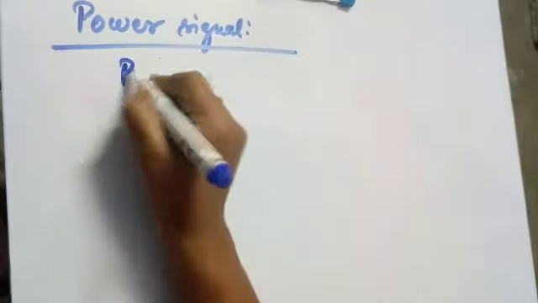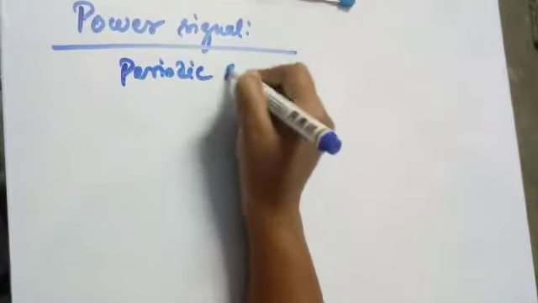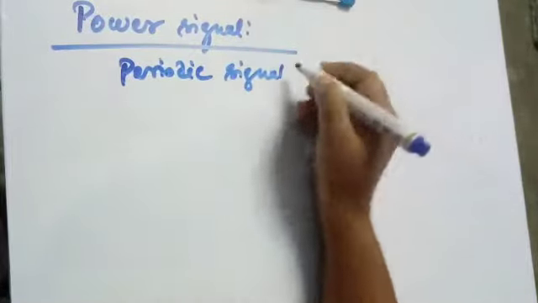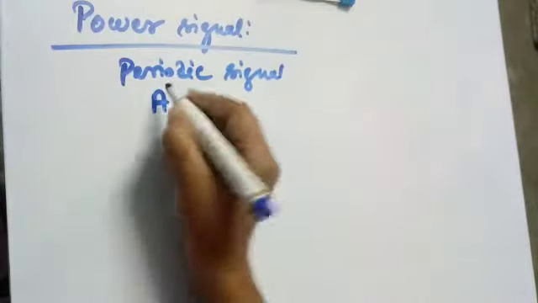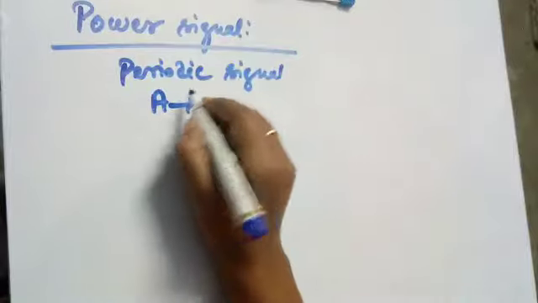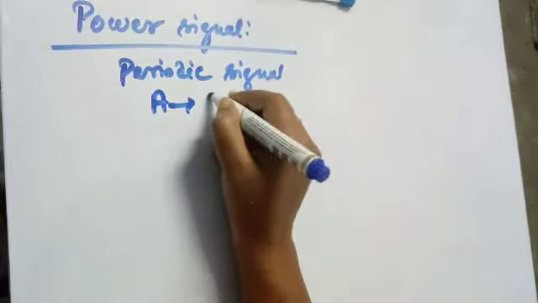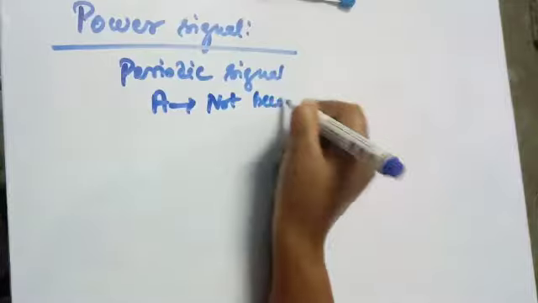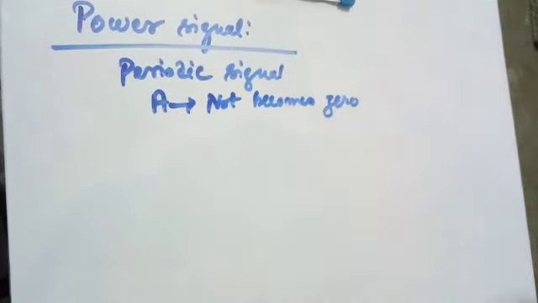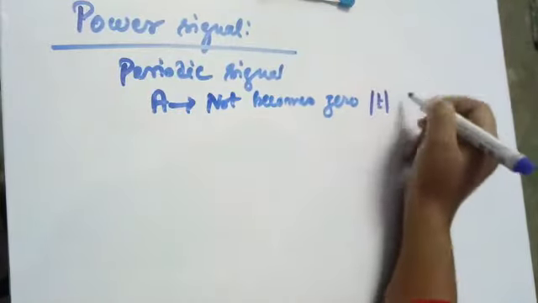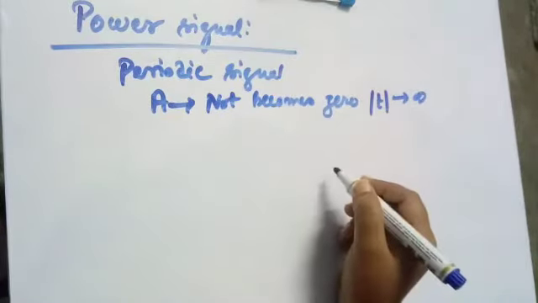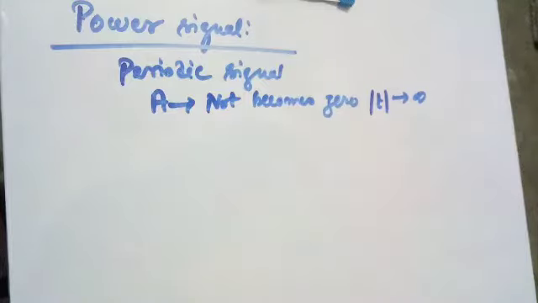So, for a periodic signal, the signal amplitude, represented as A, does not become zero as mod t tends to infinity. That means when time tends to infinity, the signal amplitude does not reach the zero position.